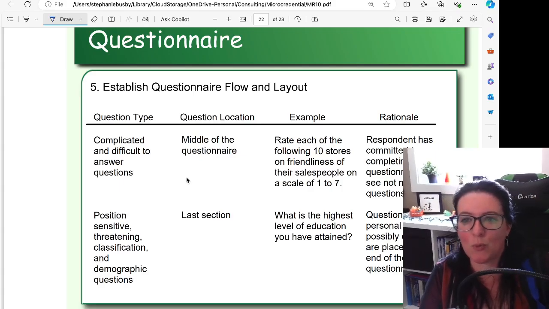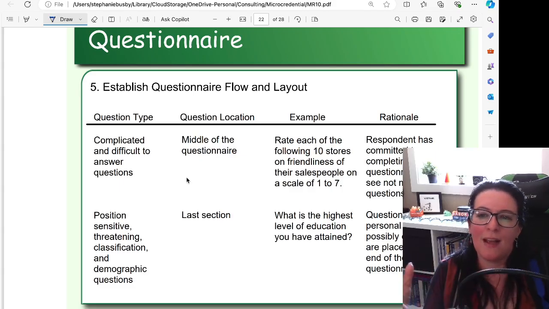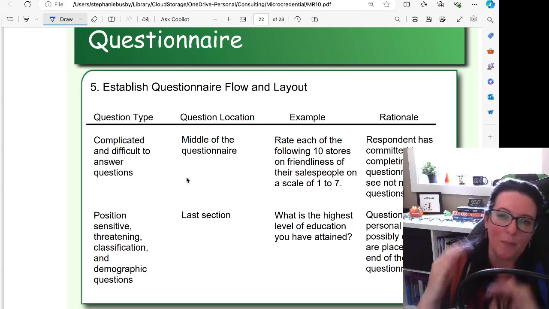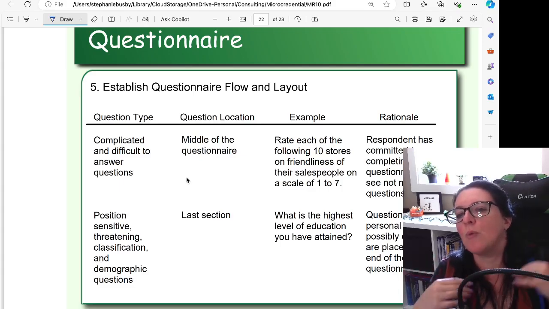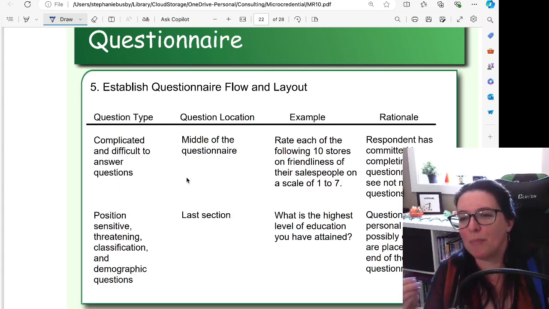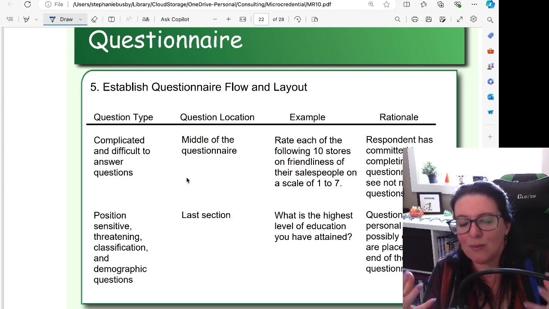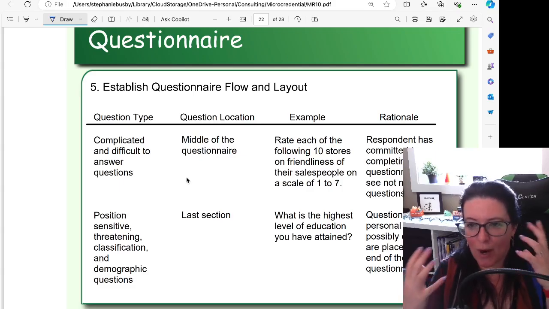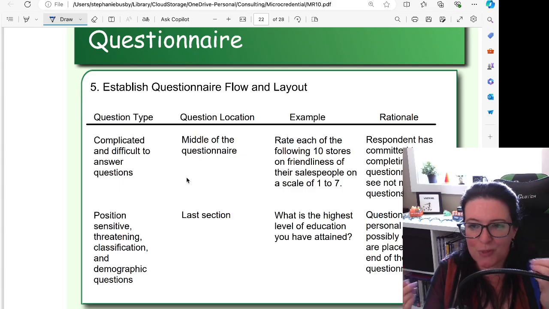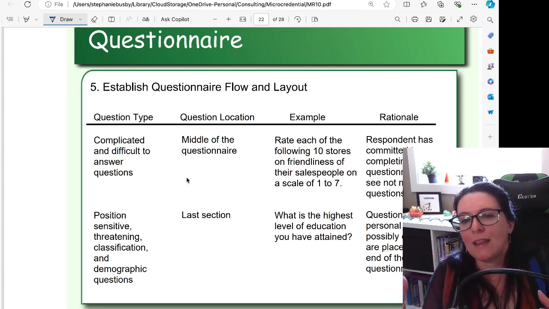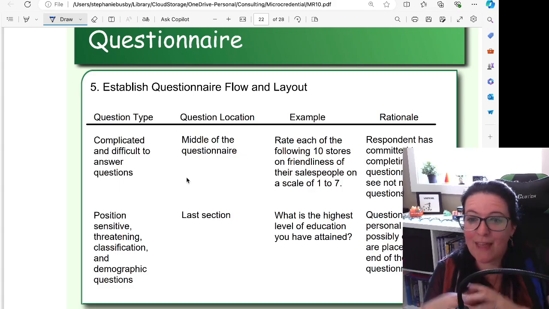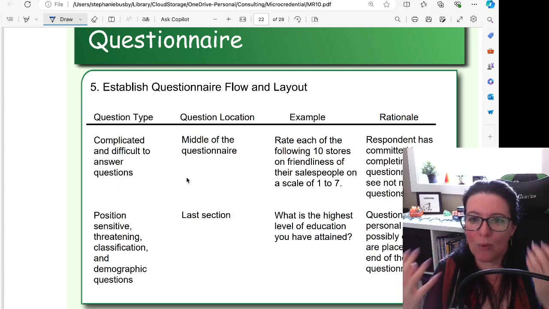So in this example, rate each of the following 10 stores on friendliness of their salespeople, scale 1 to 7, or indicate which stores you like better. Those are a lot more complicated than do I do something, yes, no, or more generic multiple choice. When we get into the attitude scales, that requires a little bit more brain power. So we put those next. Then we'll have open-ended questions within that theme area. That requires even more brain power.